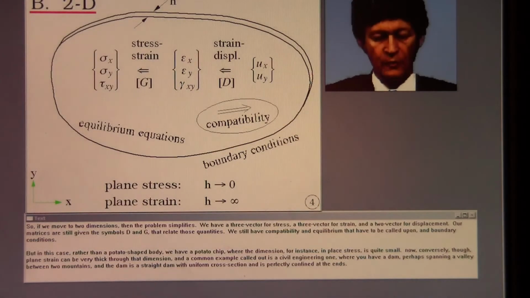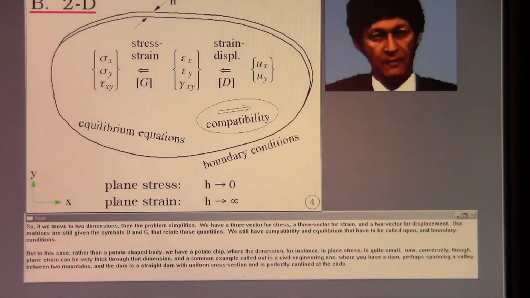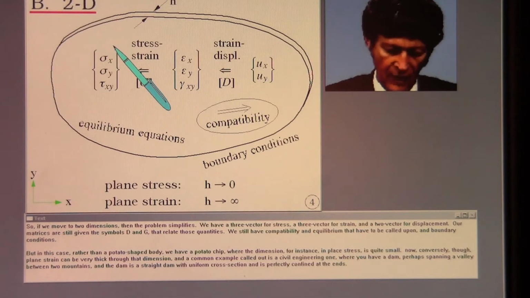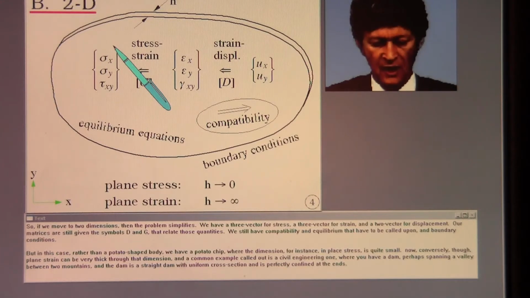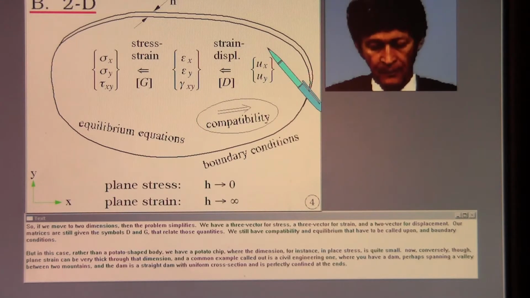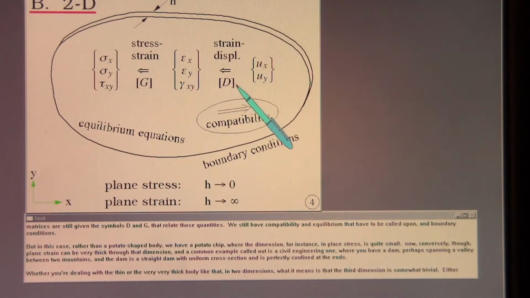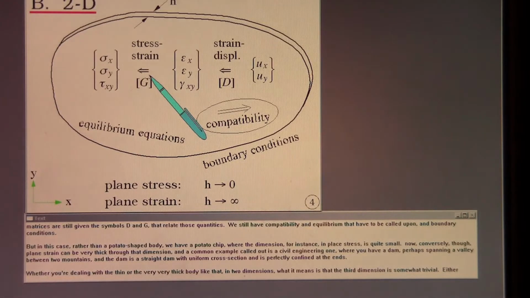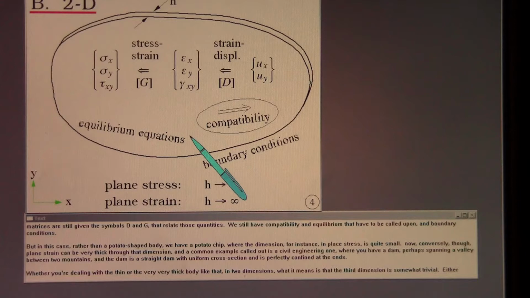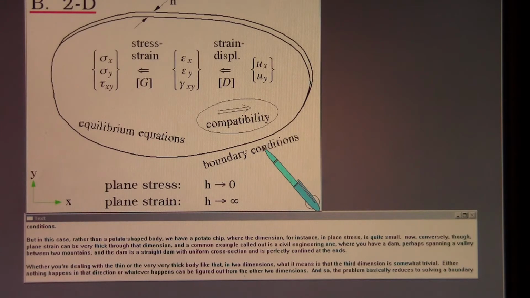So, if we move to 2 dimensions, then the problem simplifies. We have a 3 vector for stress, a 3 vector for strain, and a 2 vector for displacement. Our matrices are still given the symbols D and G that relate those quantities. We still have compatibility and equilibrium that have to be called upon, and boundary conditions. But in this case, rather than a potato-shaped body, we have a potato chip, where the H dimension, for instance in plane stress, is quite small.